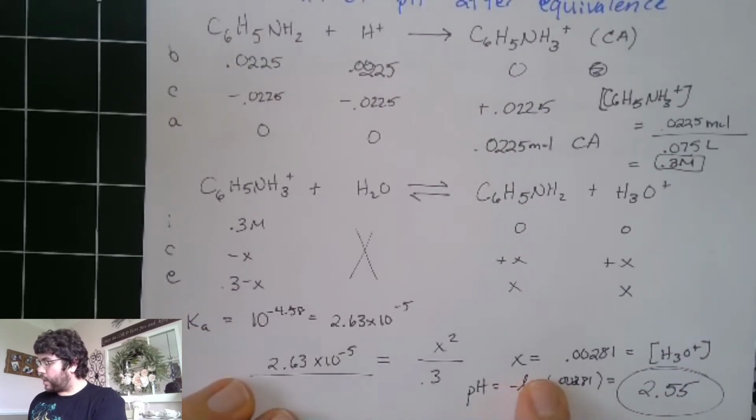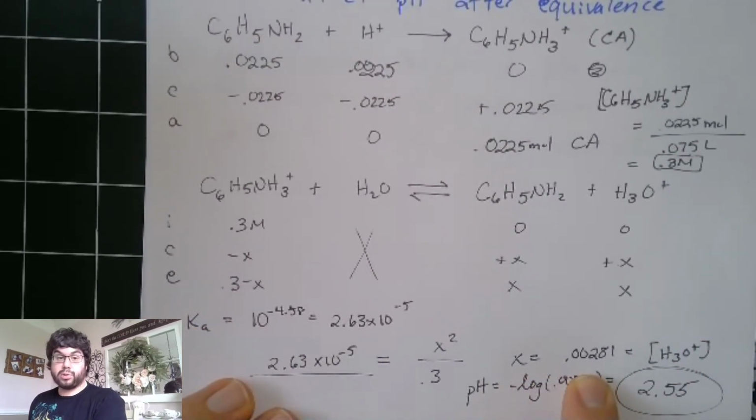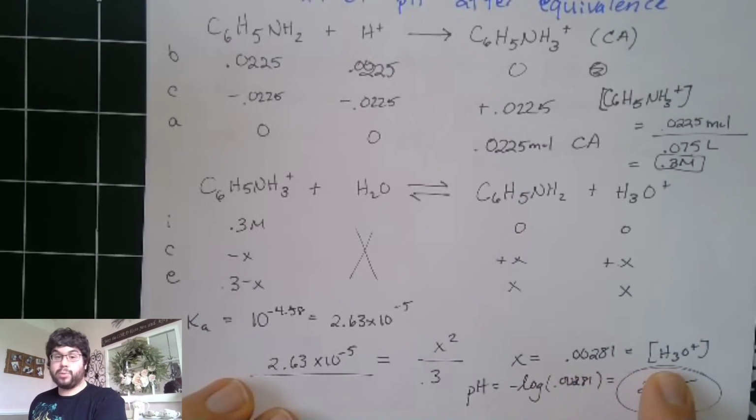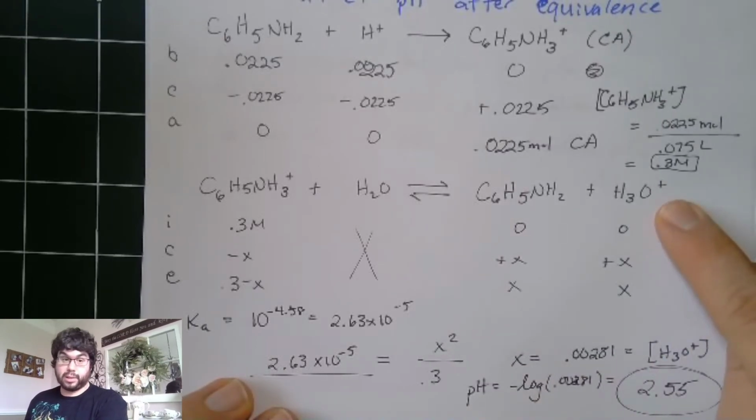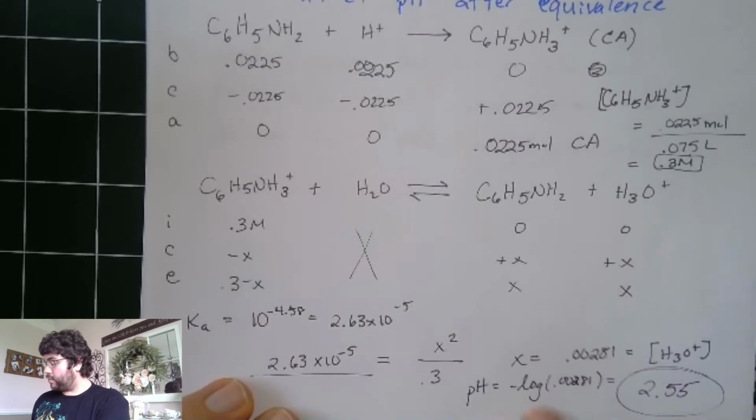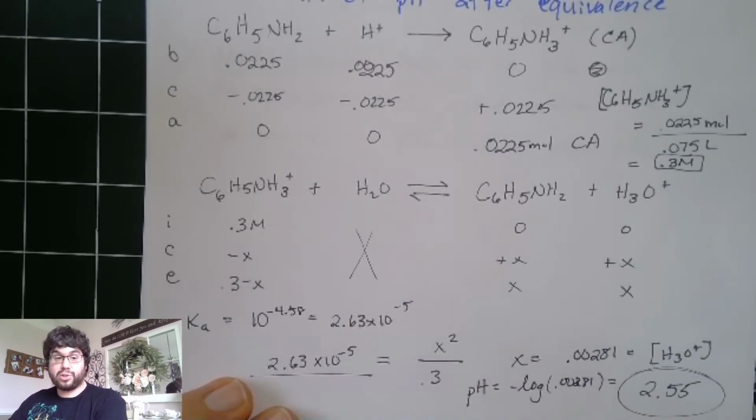Okay, so x is equal to 0.00281. That is equal to H3O plus's concentration. And then plug that into negative log of H3O plus, and we get a value of 2.55. So the equivalence point is actually at 2.55. Seems kind of crazy, but the math works out for this one.